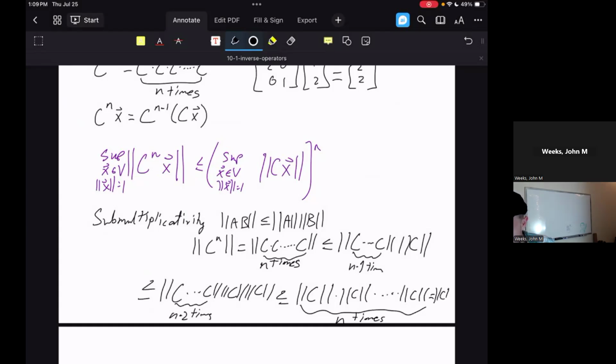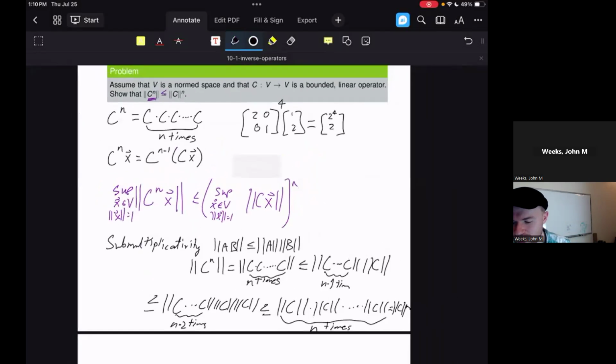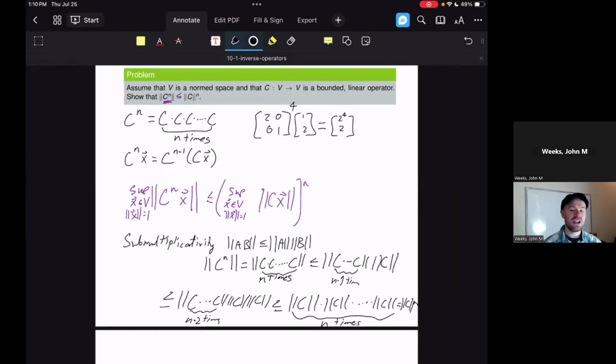And if I compile all of these into one value, then I'm looking at the norm of c raised to the power of n. So submultiplicativity gives me what I'm looking for very nicely. I just need to use it multiple times. We've had to do this sometimes with the triangle inequality, and this same sort of process works for multiplying copies of c with one another. So submultiplicativity gets us there.